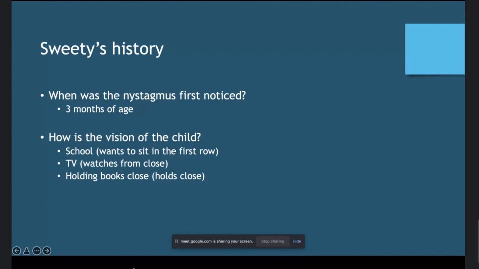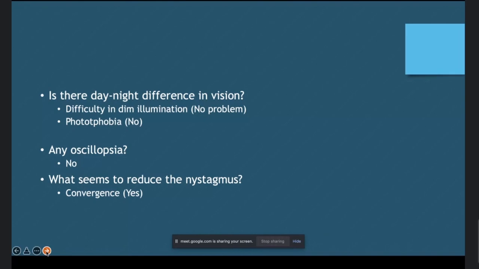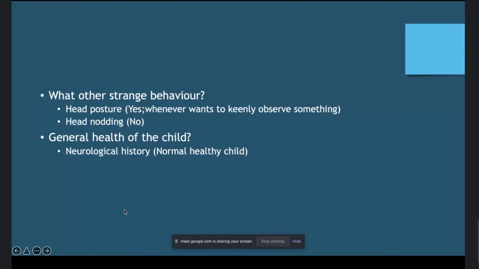All right. There does not seem to be any day-night difference in vision. No difficulty in dim illumination, no photophobia, no oscillopsia. Some reduction in nystagmus was noticed in convergence. Yes, whenever she wants to observe something keenly, she takes a big face turn. There is no head nodding. And what is head nodding? We'll come to it in a second.